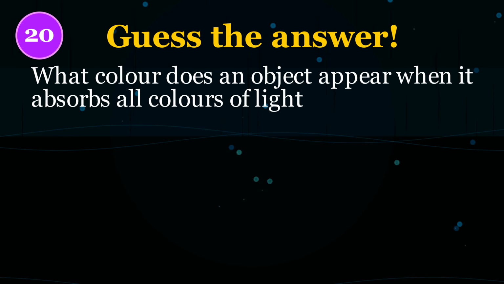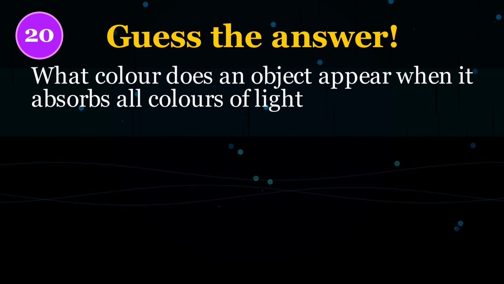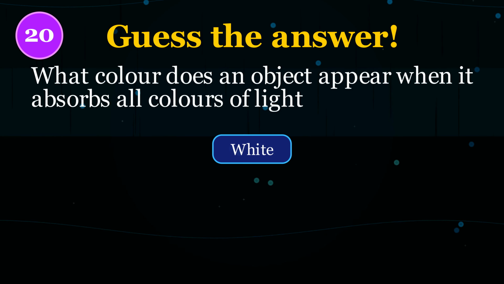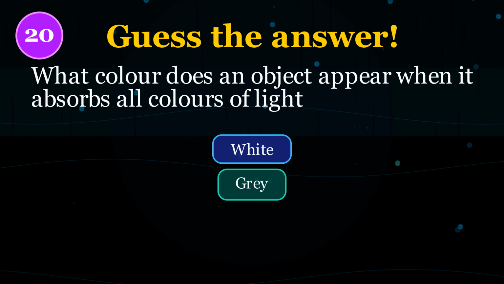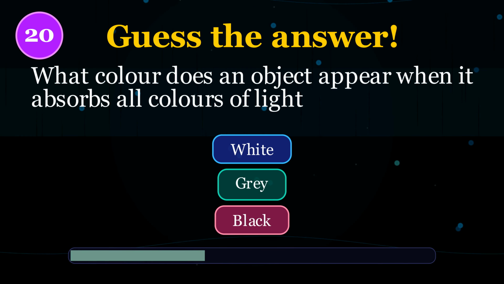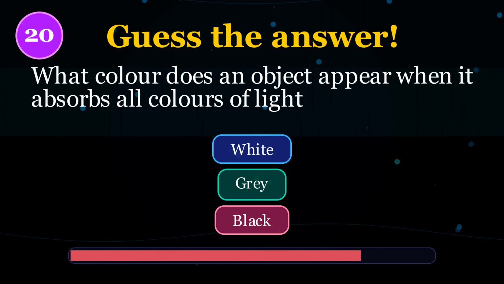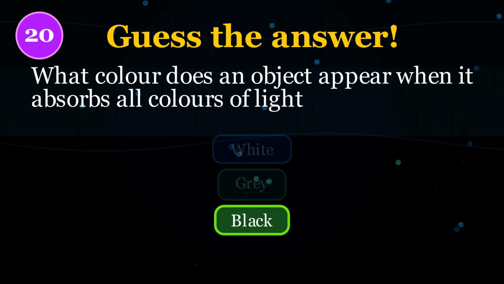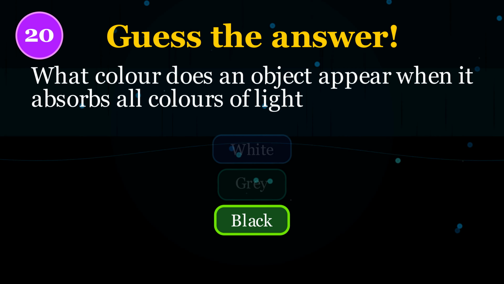What color does an object appear when it absorbs all colors of light? White, gray, black. The correct answer is black.